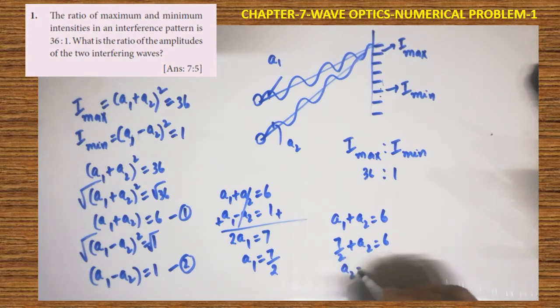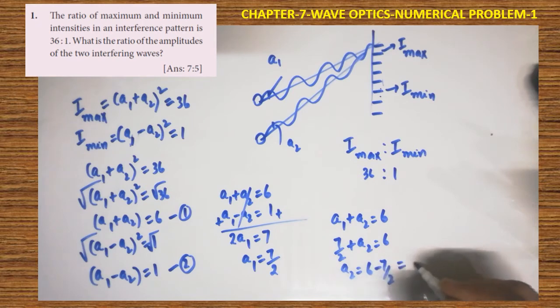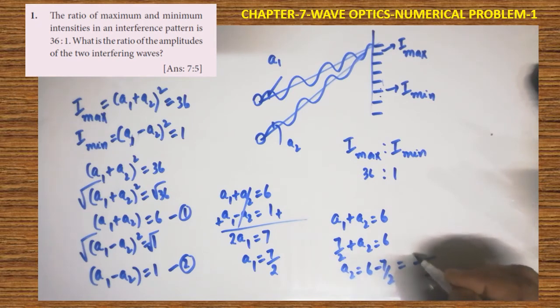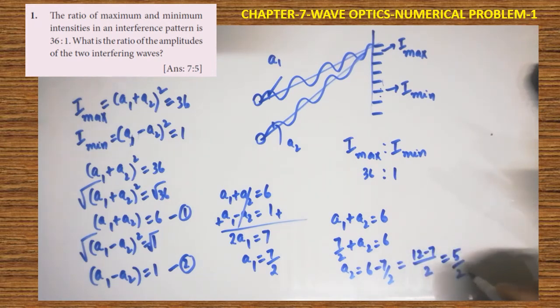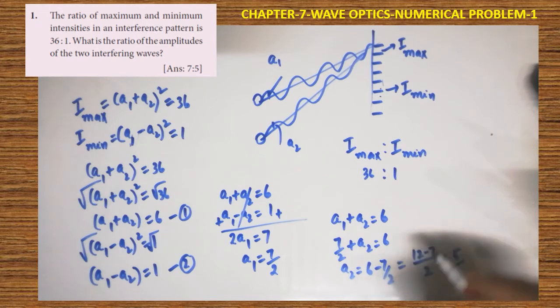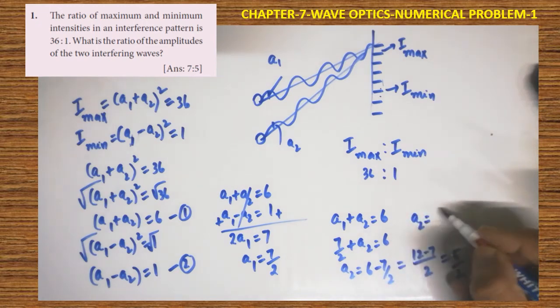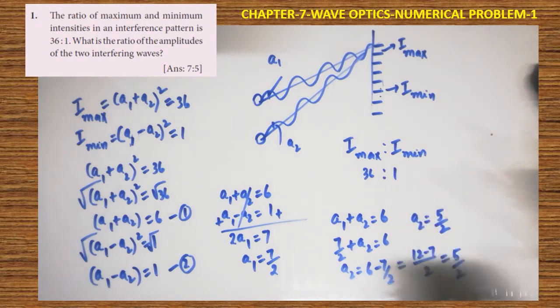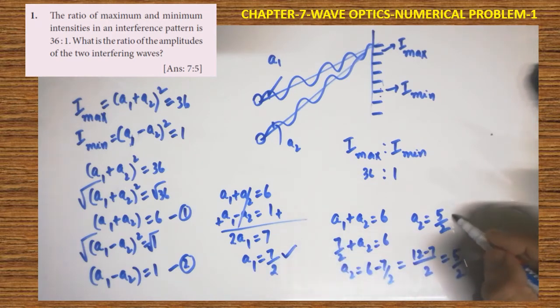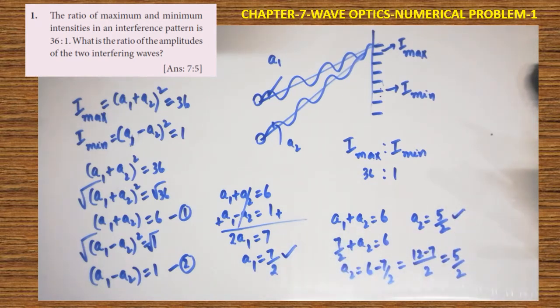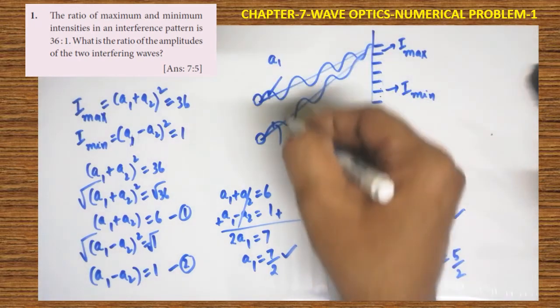Keep A2 on one side. 6 minus 7 by 2, here this becomes 12 minus 7 over 2. You are getting 5 by 2. Therefore, A2 value is 5 by 2. Now we have found out A1 and A2. What do we have to do? You are asked to calculate the ratio of these two amplitudes.